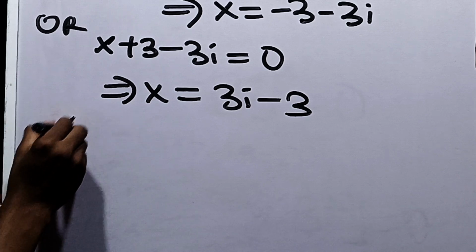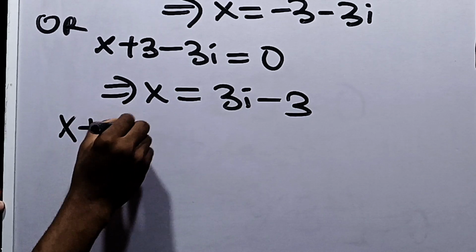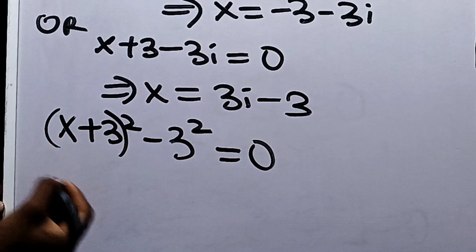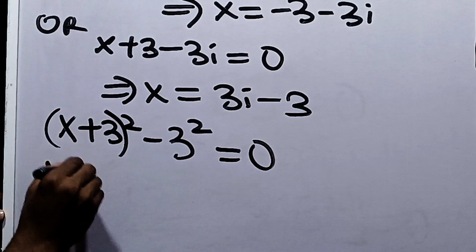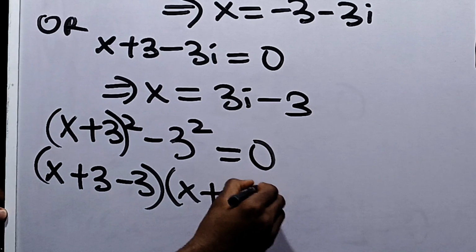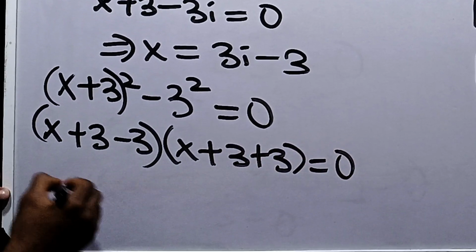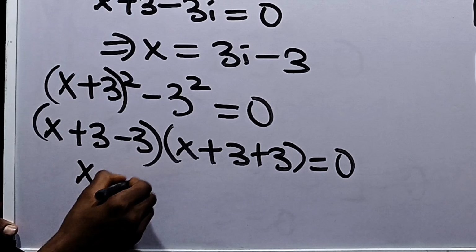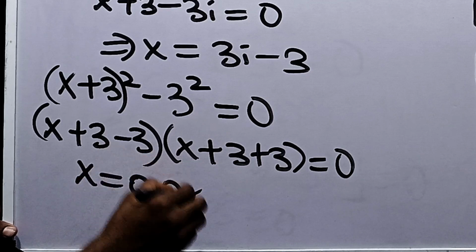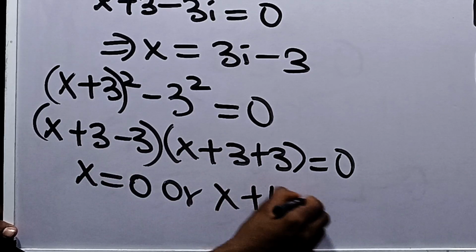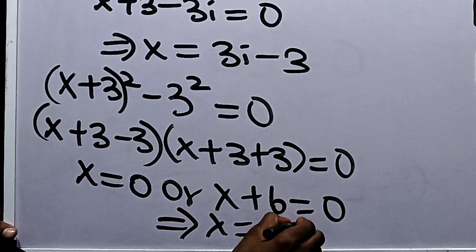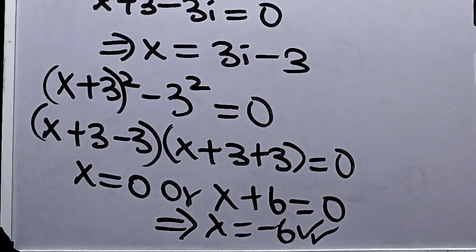Now for the second condition, we have (x + 3)^2 - 3^2 = 0. From here, again using the difference of two squares, we would have (x + 3 - 3) multiplied by (x + 3 + 3) to be equal to 0. From here, we have that x + 0 = 0, so x = 0, or x + 6 = 0, which implies that x = -6, okay? And this becomes the final answer for x in this question.